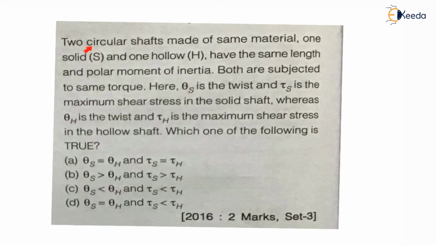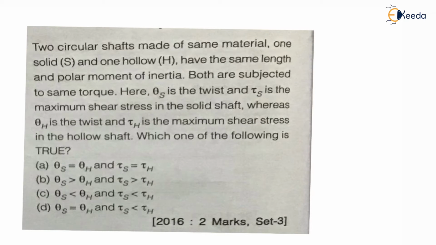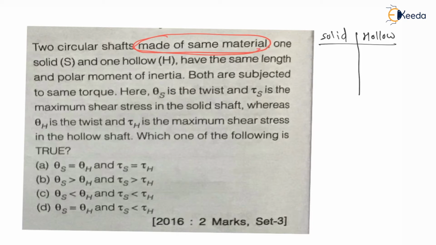The question is, two circular shafts made of same material, one solid and one hollow. While reading the question we will write the given data. There are two shafts, one is solid and other is hollow, right? It is given that both shafts are made of same material. Same material means shear modulus will be same. For both shafts shear modulus will be G, right?